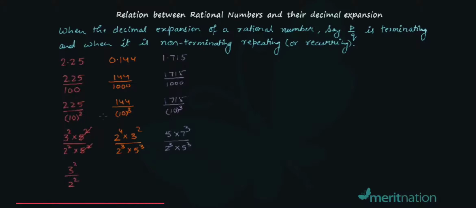For the next number, you can see this 2 cubed will get cancelled out by the power 4, and eventually you will have the numerator as 2 times 3 squared and the denominator as 5 cubed. That is it. For the last one, you can see 5 is a common prime factor between the numerator and the denominator. So the 5 will get cancelled out, and you'll get a 5 to the power 2. So you'll have 7 cubed in the numerator and 2 cubed times 5 squared in the denominator.